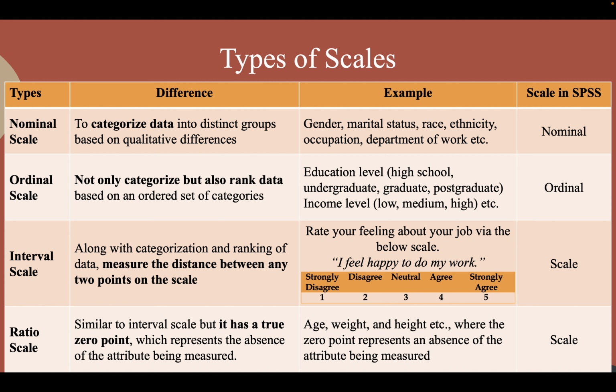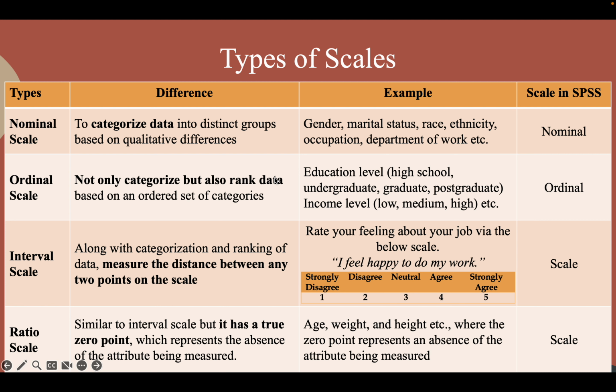Therefore, we can say when a researcher wants to categorize respondents or the data of the respondents into multiple different, distinct groups on the basis of their qualitative differences, the most appropriate measurement scale would be nominal scale. And the label for this scale in SPSS is nominal.